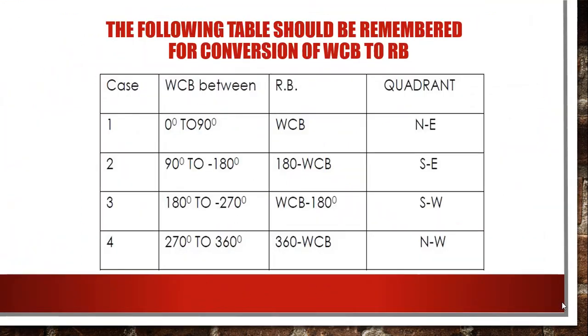Before beginning with the numerical, you must remember the following table, that is the conversion of whole circle bearing to reduced bearing. Whole circle bearing is the bearing of a line measured with respect to north in clockwise direction, and reduced bearing is the bearing of a line measured with respect to north as well as with respect to south in both anti-clockwise or clockwise direction. There are four cases for the conversion of whole circle bearing to the reduced bearing.